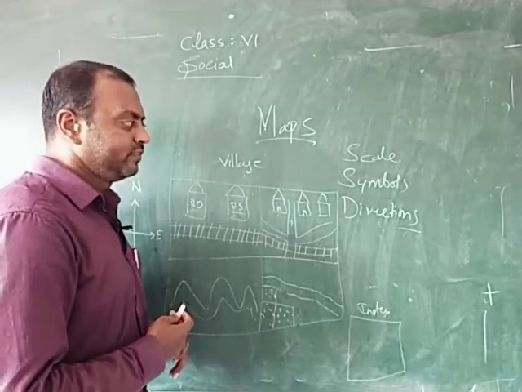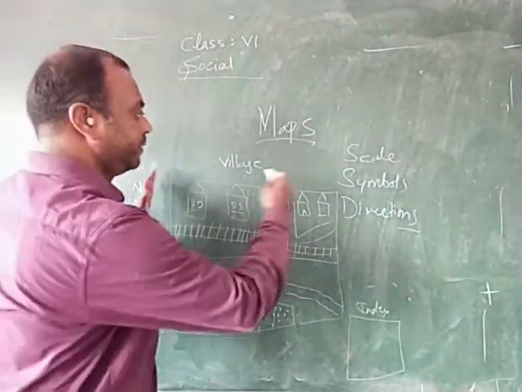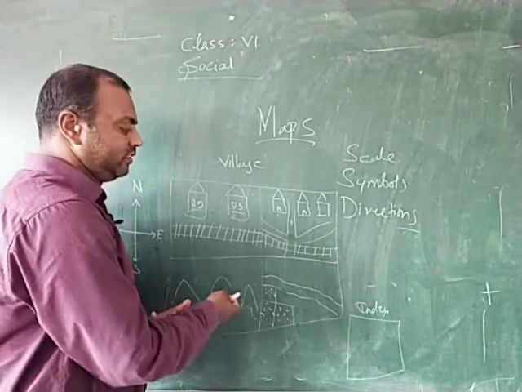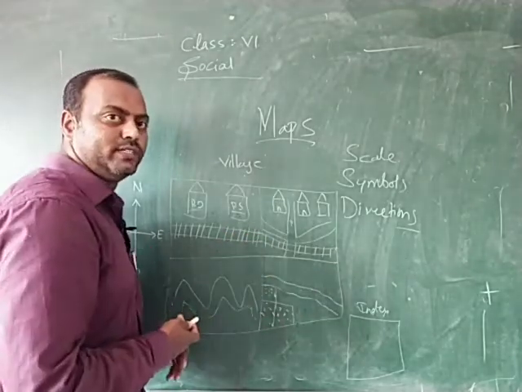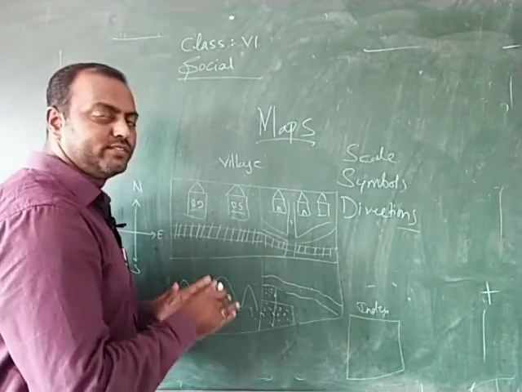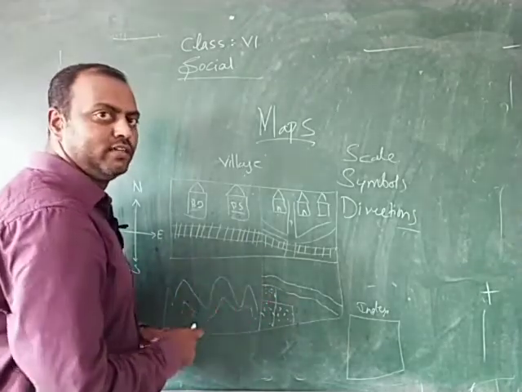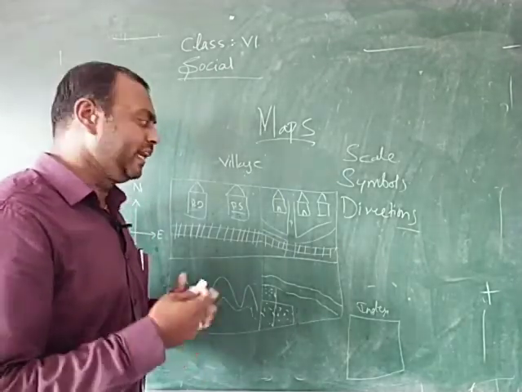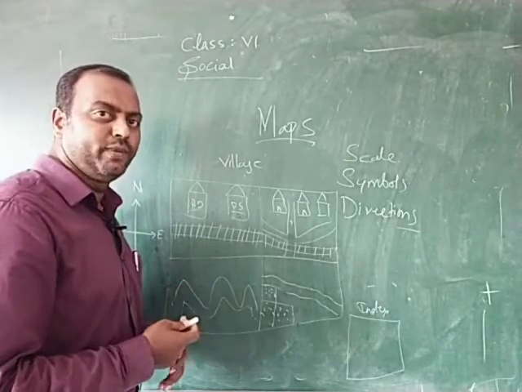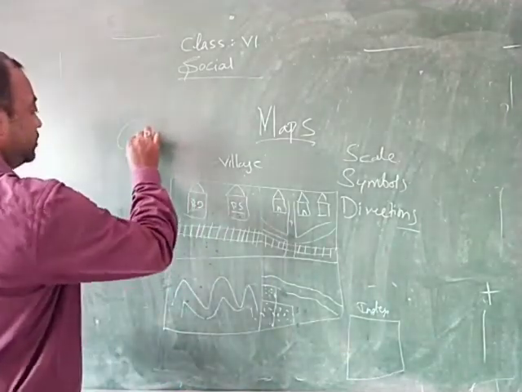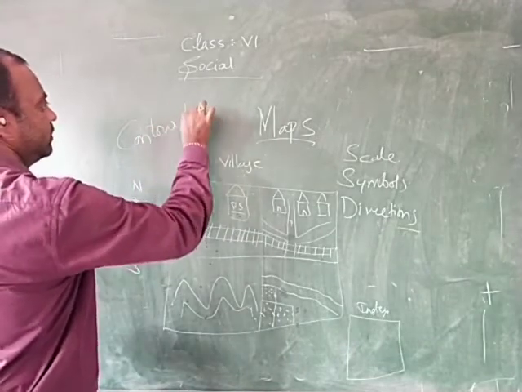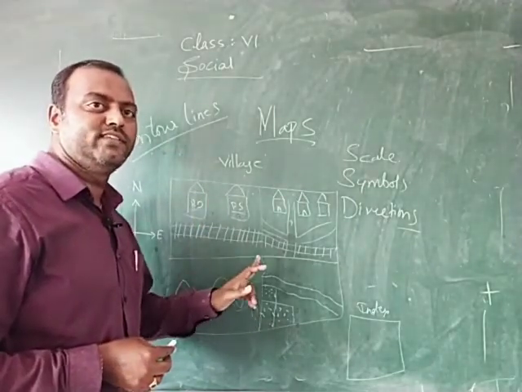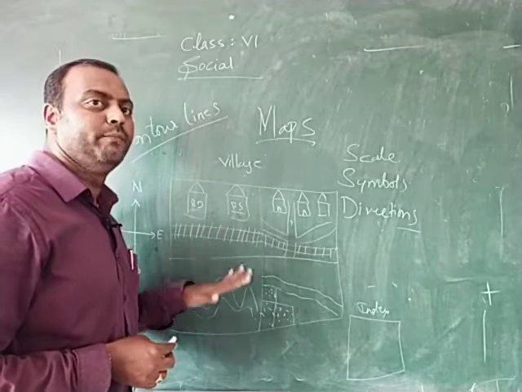When I prepared this village map, we cannot find the height of these mountains, the height of this place, the depth of this river. So maps can be present without showing heights. But generally on a map even heights can be shown. The lines which tell about the height of a place on a map are called contour lines. These are the lines which are drawn on the map in order to understand the height of the place from the mean sea level.